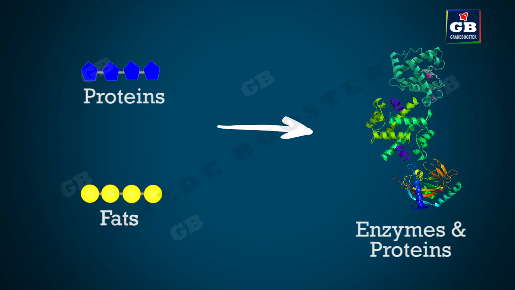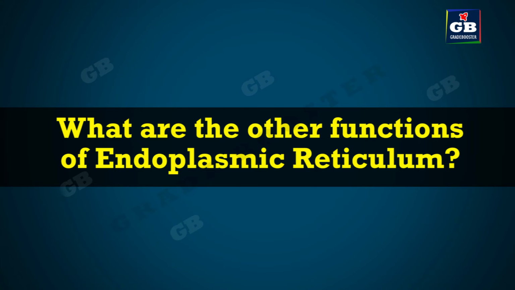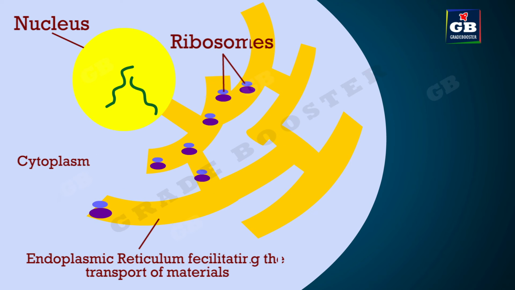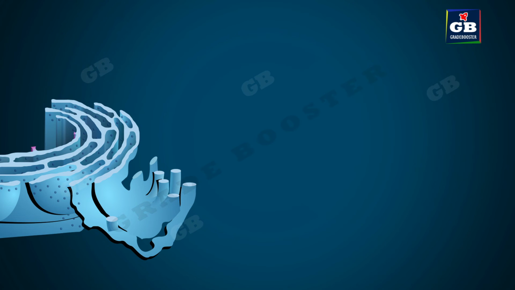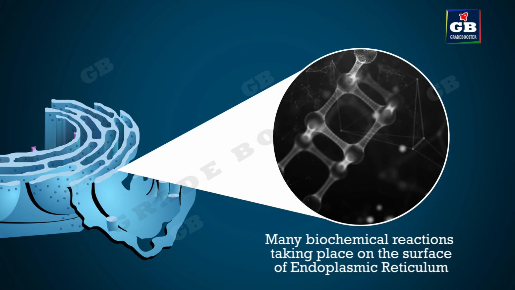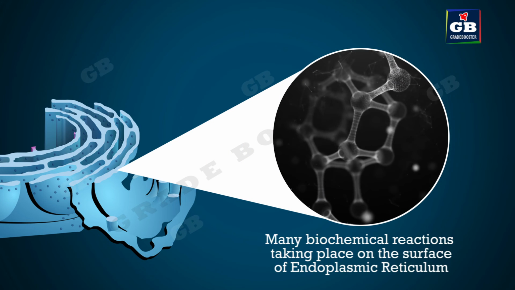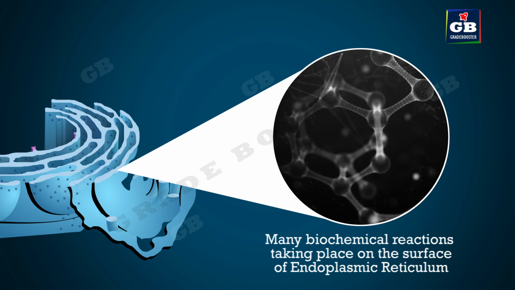functions. Apart from protein and lipid manufacture, what are the other functions of endoplasmic reticulum? 1. Endoplasmic reticulum facilitates the transport of materials between various regions of cytoplasm. It also allows the transport of materials between the cytoplasm and nucleus. 2. It provides surface for many important biochemical reactions to take place.